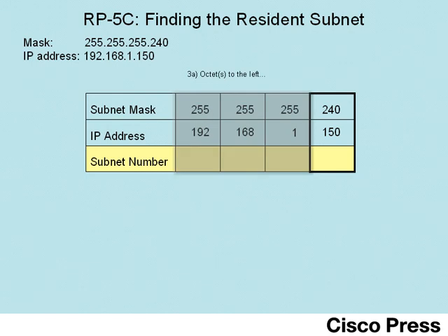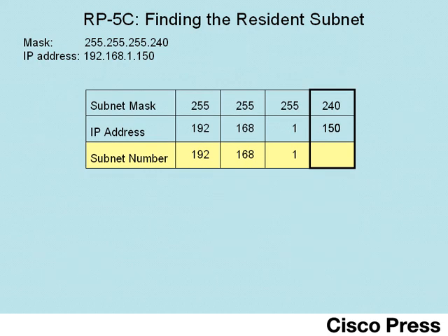Then at step 3, we do 2 parts. At step 3a, we look for any octets fully to the left of the rectangle and copy the subnet number's value in those octets down to the subnet number. At step 3b, we look at any octets fully to the right of the rectangle, which of course in this case there are none because the 4th octet is the interesting octet. There are no octets to the right of that. There's no 5th octet. So there's nothing to do here at step 3b. So at this point we know that the subnet number begins with 192.168.1.